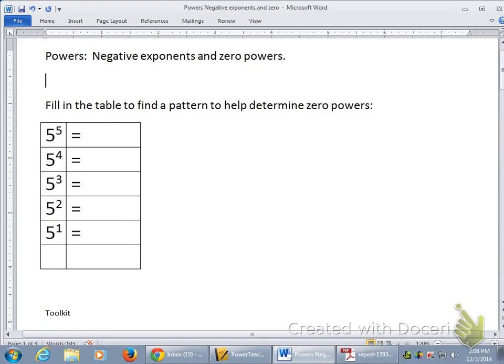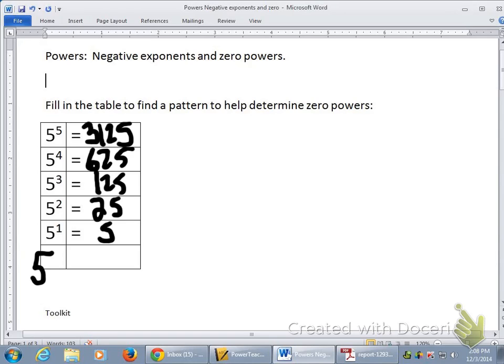Okay, we're going to look at the rules for negative exponents and zero exponents. We're going to use it based off a pattern. So what we're going to do is fill in this table and then look for a pattern. We start off filling in the table with 5 to the 5th power, and we can just use our calculator. And we fill in all of those blanks.